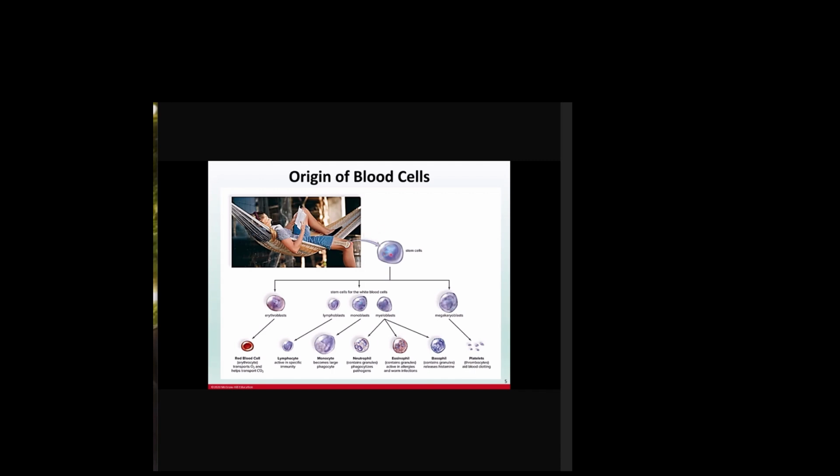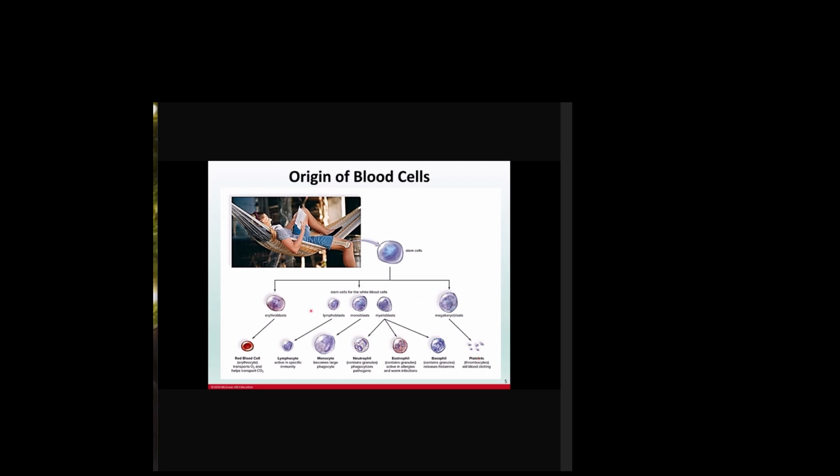So they are multipotent or pluripotent in the sense that when stimulated by different kinds of factors, some of them will grow to become red blood cells. Some of them will grow to eventually become white blood cells. Some of them will grow to become platelets.